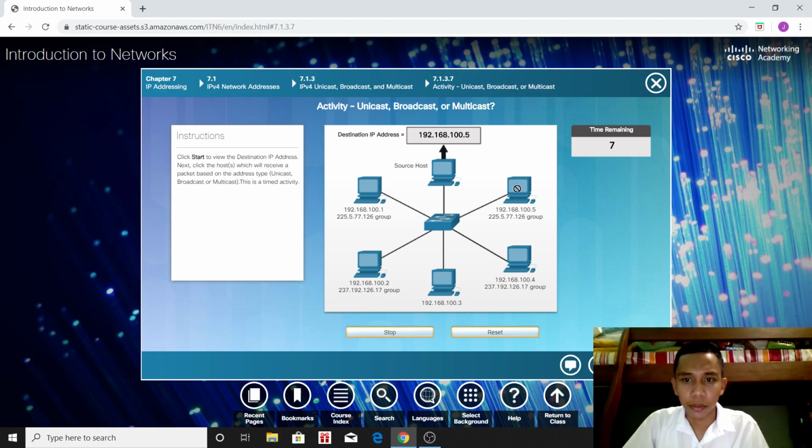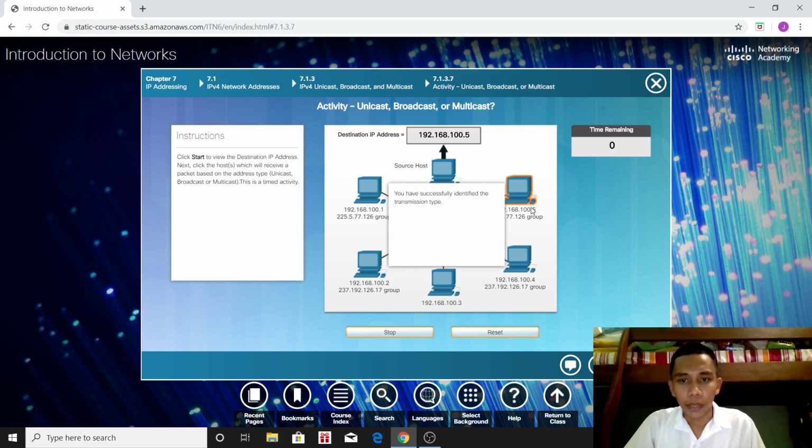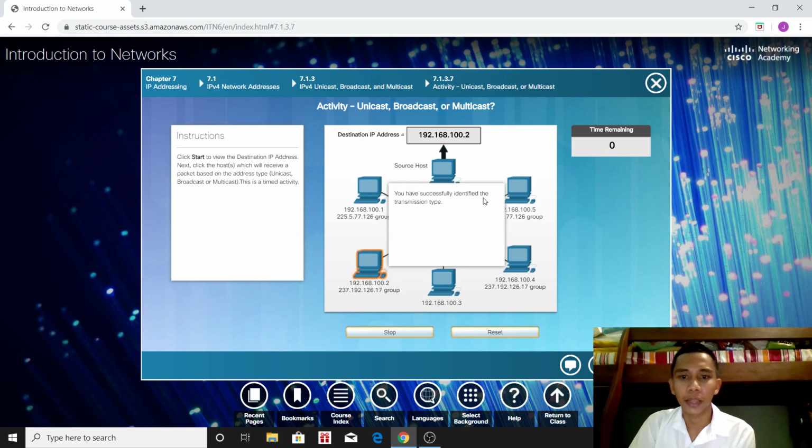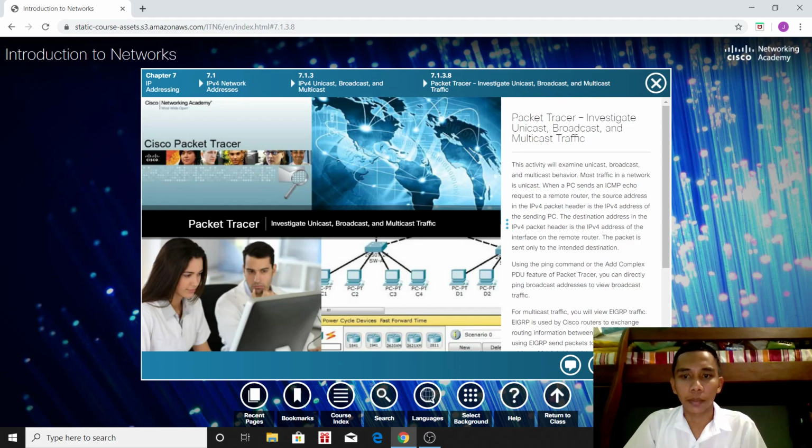192.16. Okay, this is the 0.5. Okay, last try for this activity. 192.168.100.2. So I think this is 0.2. This 100.2. Okay, you have successfully identified the transmission type. So let's proceed to the next activity for chapter 7.